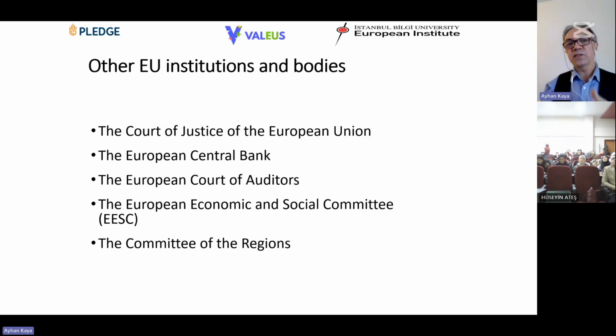And then we have some other institutions and bodies. I'm not going to go into detail, but there is a judiciary body called the Court of Justice of the European Union, the Central Bank of Europe, European Court of Auditors, European Economic and Social Committee, and European Committee of the Regions. Because regions are important. It's not only the nation states, but regions are historically very important for the European Union.